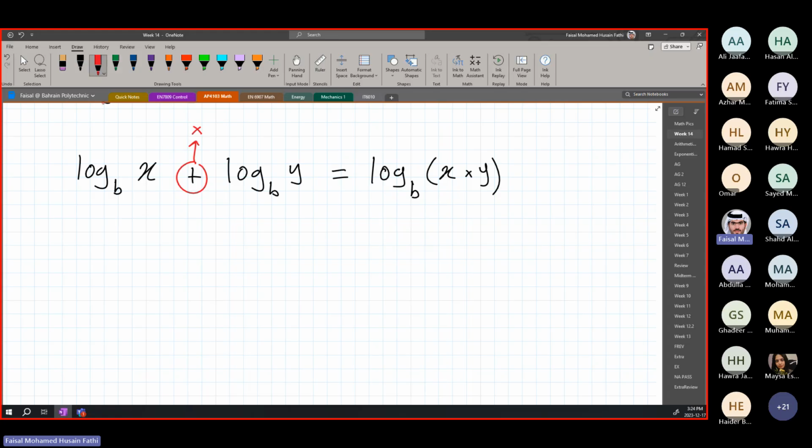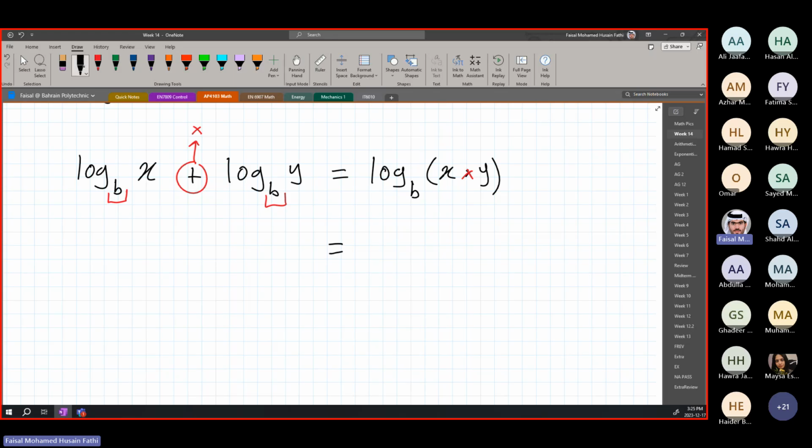Why does this become multiplication? First of all, the first thing you need to know is the bases have to be the same. If they're different bases, you cannot use this rule. The same exact idea in exponentials: you can only use the rules if they have the same base. So if we convert both of these into exponential equations, let's do that.